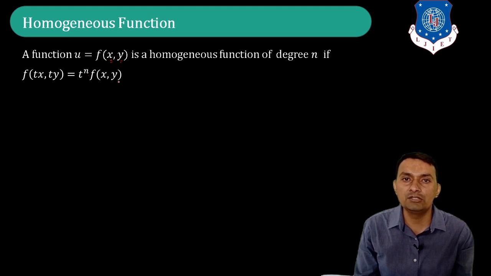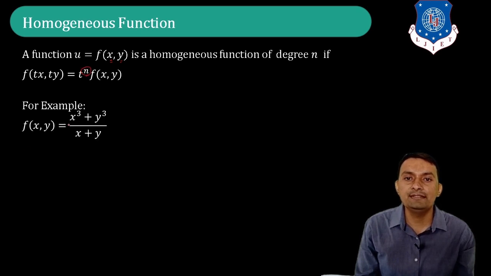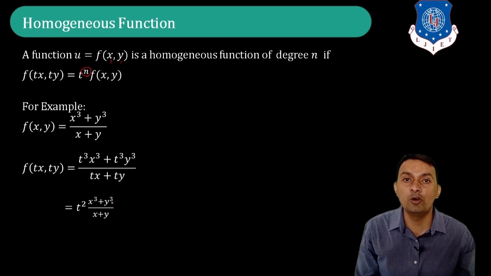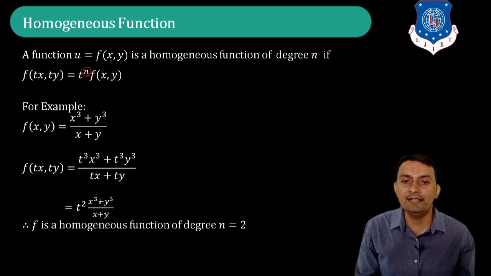Otherwise it will be non-homogeneous. Here we can say that this is a homogeneous function of degree n. For example, f of x, y is x cube plus y cube divided by x plus y. So x is replaced by tx, y is replaced by ty. When we simplify and take common factors from the numerator as well as the denominator, from all the terms, we concentrate on each and every term. So we get t square into x cube plus y cube divided by x plus y.